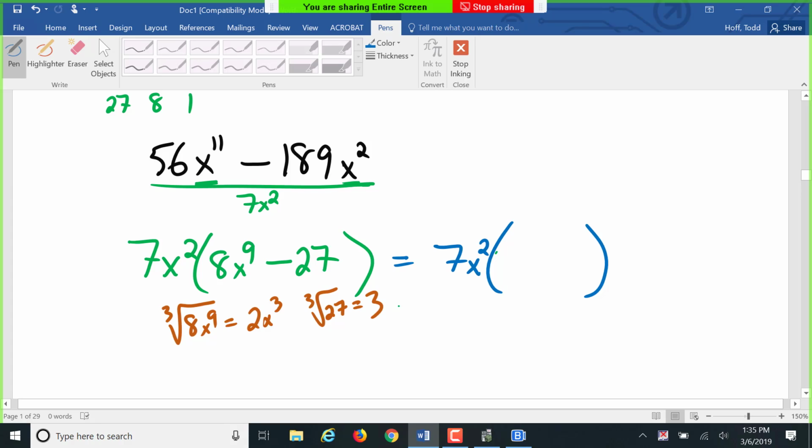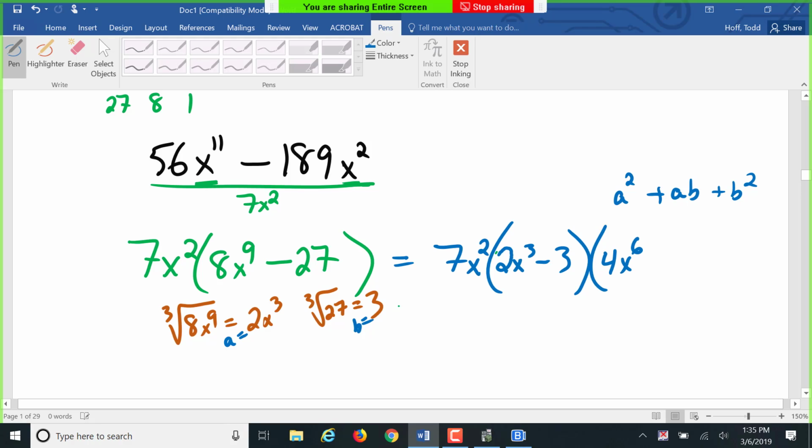What's our first term going to look like here? It's a minus b, right? So 2x to the 3rd minus 3. Then our next term, remember, it's a squared plus ab plus b squared. So what's a squared going to be? 4x to the 6th. Good. 2 squared is 4. x to the 3rd squared is x to the 6th.